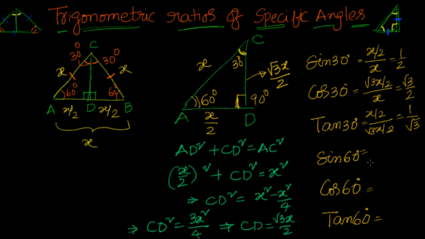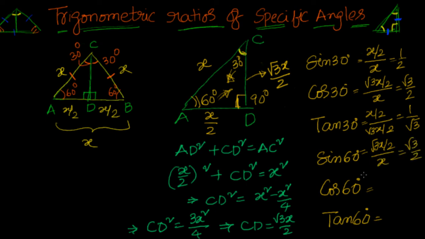Okay? Right. Similarly, sin 60, I have to look from this side. Now I don't worry about 30. I am worried only about 60. When you look from 30, you look like this. When you look from 60, you look like this. So if I look from sin 60, opposite is CD, hypotenuse is AC. So this becomes root 3x by 2 by x. That is nothing but root 3 by 2.